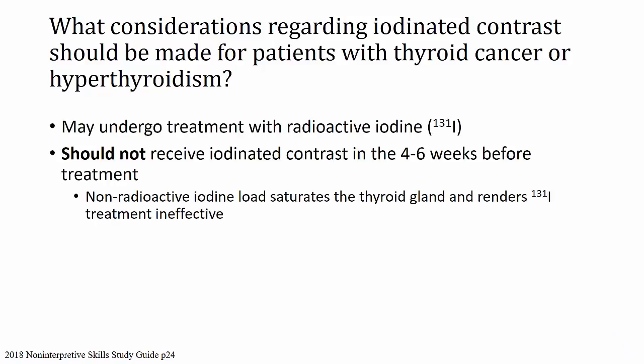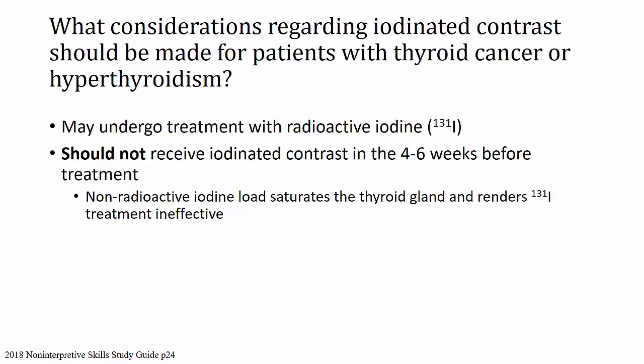All right, this is an important one to know. These patients, once they're diagnosed with thyroid cancer or hyperthyroidism, may need to be treated with radioactive iodine, I-131, and so these patients need to not receive iodinated contrast in the 4 to 6 weeks before treatment, because non-radioactive iodine load saturates the thyroid gland and then renders the radioactive iodine treatment ineffective.